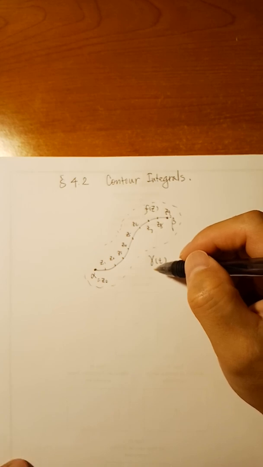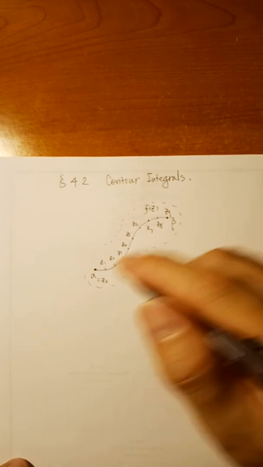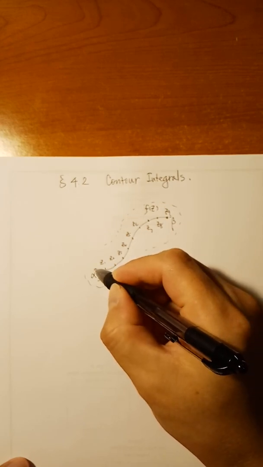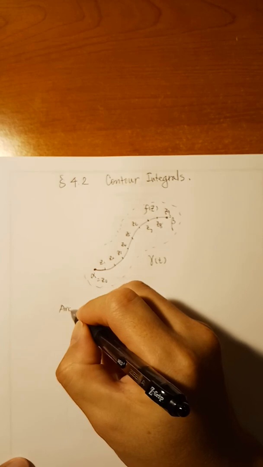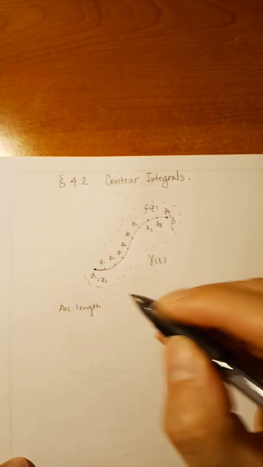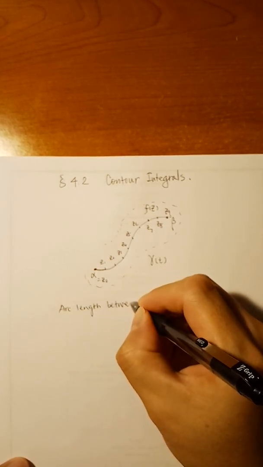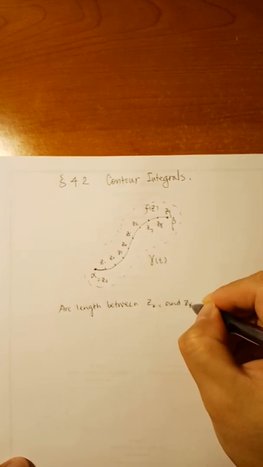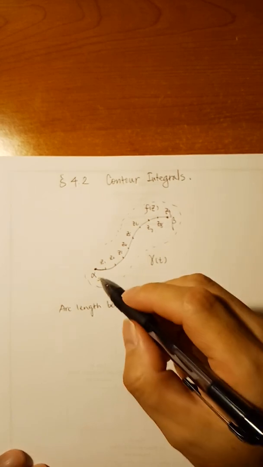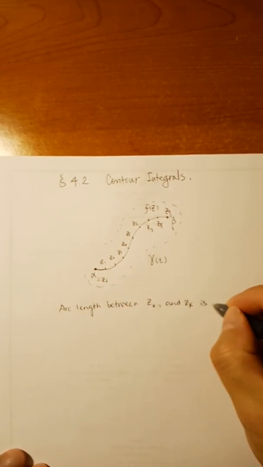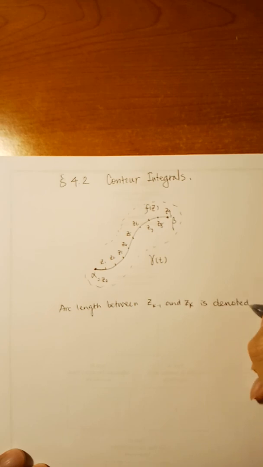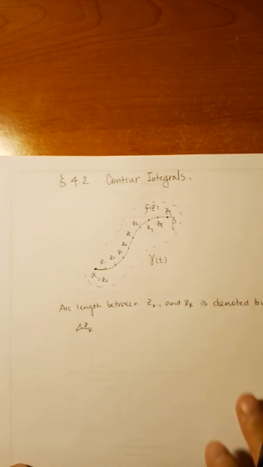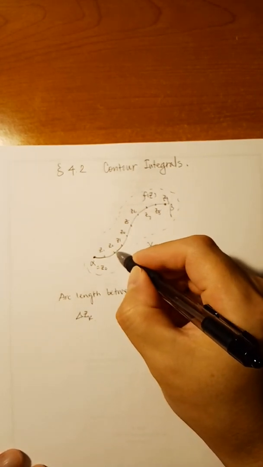And when you have a partition, you measure the arc length between z(k-1) and zk, not the distance in the complex plane. Its arc length is denoted by delta zk. Okay, so that's the arc length. So it's the length along the curve.